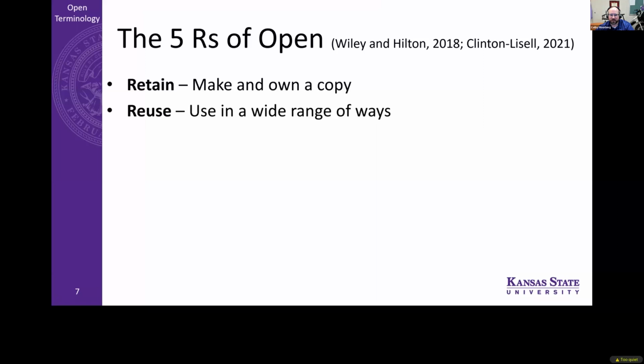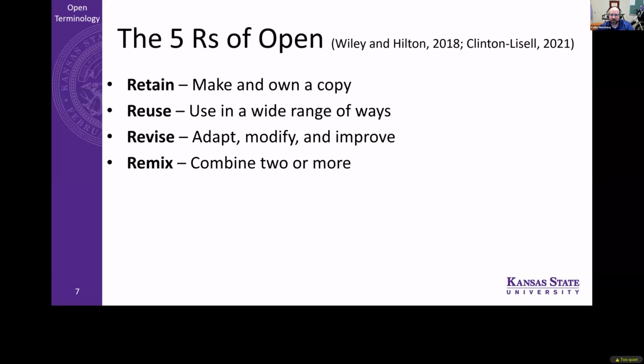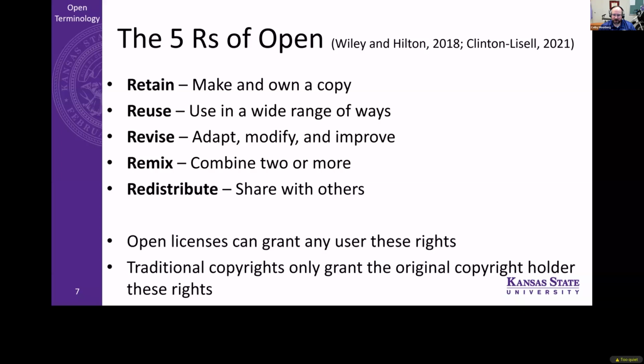You're able to reuse it. There are lots of ways we can reuse that textbook, or revise it, which means we can adapt, modify, or improve the textbook. We can also remix. Let's say you're teaching, and one textbook is really good for one topic, but a different textbook is really good at another topic. If something is truly openly licensed, you have the ability to pick and choose what content from which resource you'd use for your course, and combine them into one resource that your students can use. And then the last R is redistribute. Are you able to take your resource that you've adapted, remixed, revised, and so on, and share it with others? Those are the 5 R's of open.